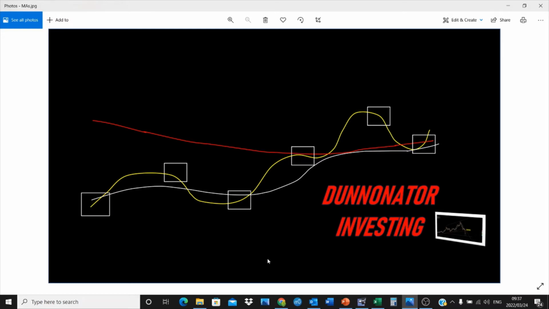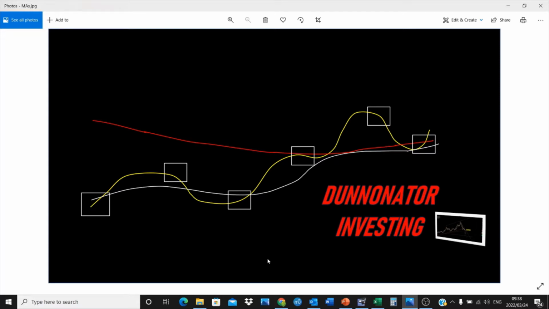So this is just a really poorly drawn little graph here with three different lines. One of them is a yellow line, the other one is white, and the other one's red. Now, the yellow line is a faster moving average line. There are no chart candles on here, because I just want to explain the basics of this, and then we'll take a look at a chart or two. So the yellow line is the faster moving average.